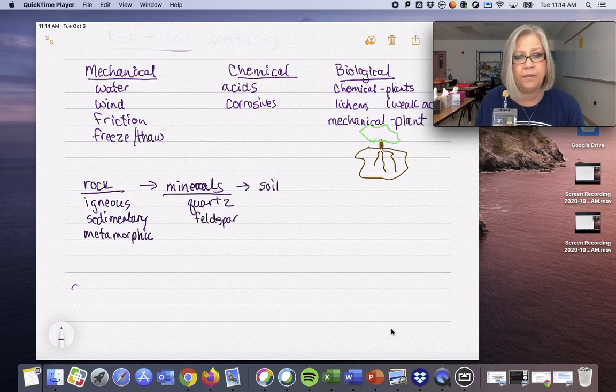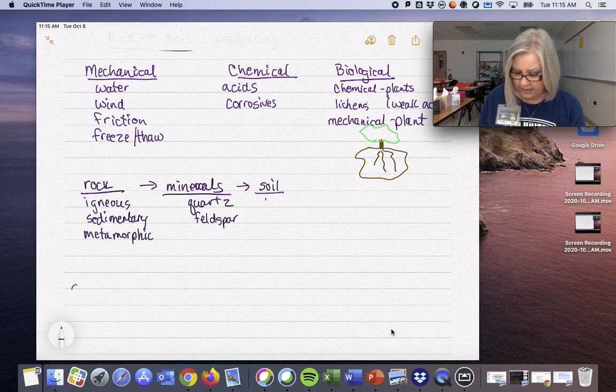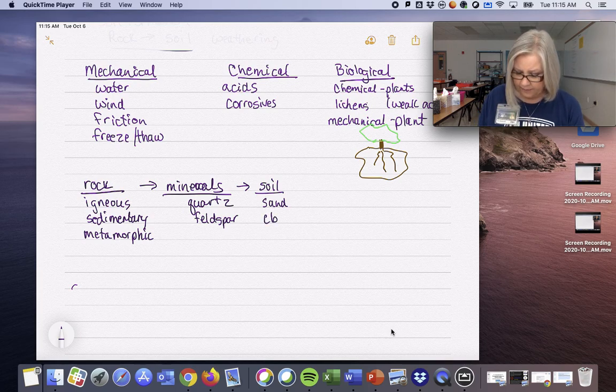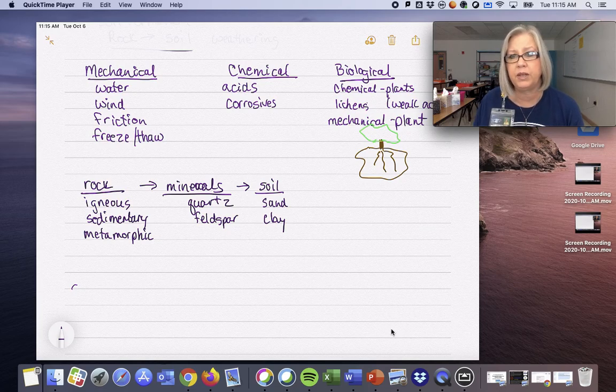So over time, as the weathering happens, they're going to break down further and further into soil. And one that comes quite frequently from quartz is sand. So quartz is usually kind of hard, and so over time it's going to break down into sand. A common one that comes from feldspar is clay. So we have sand and clay, and then there's silt that's in between.